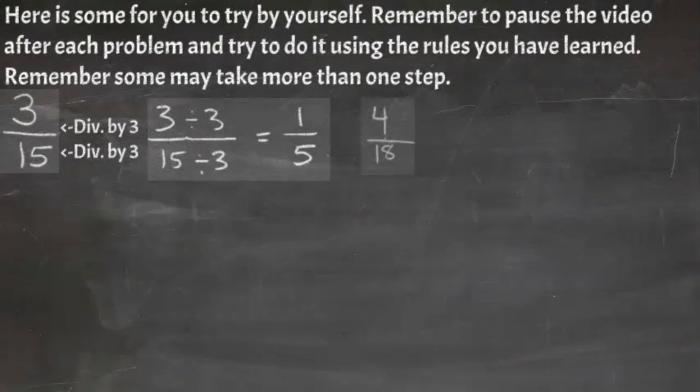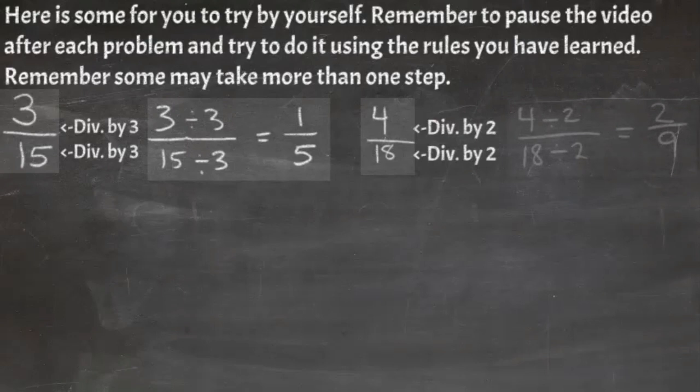Try the next one, 4 over 18. Pause the video. They're both even. I'm going to divide by 2. So I get 4 divided by 2 over 18 divided by 2, and I get 2 over 9. Since 9 can't be divided by 2, I'm finished.